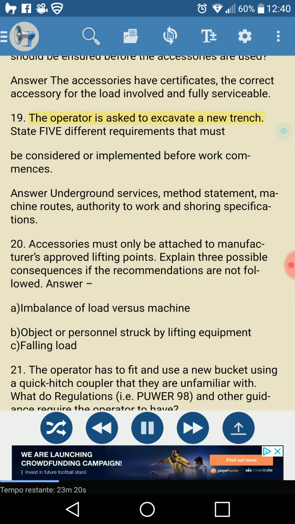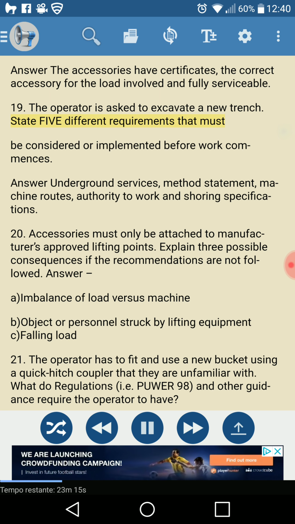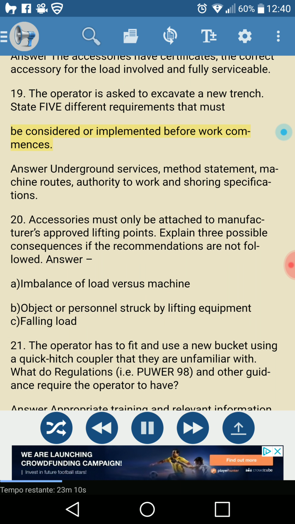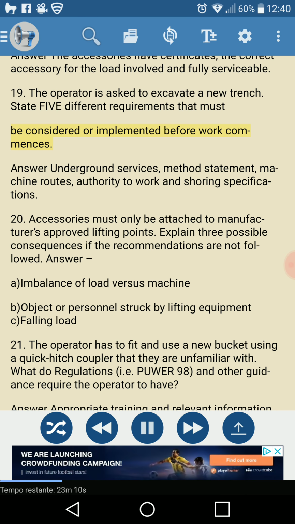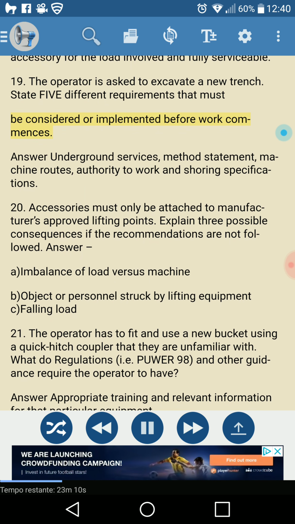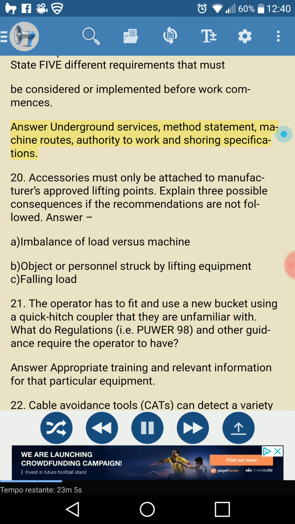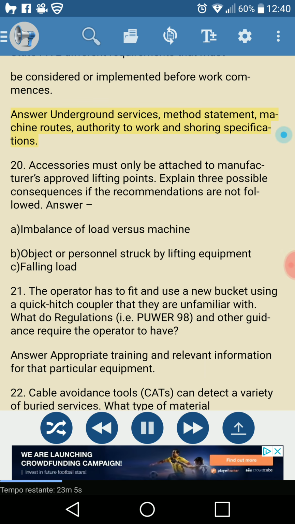19. The operator is asked to excavate a new trench. State 5 different requirements that must be considered or implemented before work commences. Answer: underground services, method statement, machine routes, authority to work and shoring specifications.